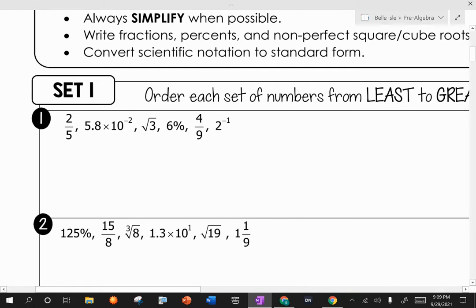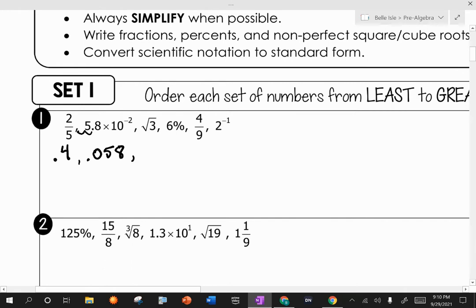So 2/5. If you punch that into your calculator, it's going to give you 0.4. When we have 5.8 times 10 to the negative 2, which direction are we going to move that decimal? We're going to move it to the left twice because it's negative. So we got 0.058.